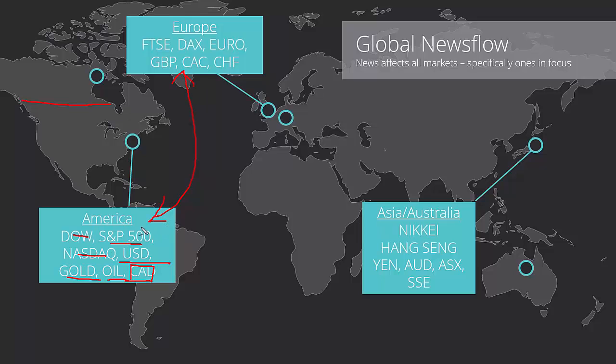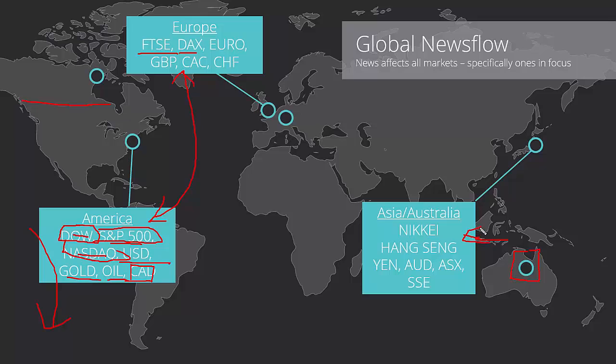So if we have very poor economic data coming out in the US, it's unexpected. The Dow, the S&P, the Nasdaq are going to take hits to the downside, and that will knock on to the DAX and the FTSE. So it's understanding the relationship between those. And similarly in Asia, we've got Asia and Australia, we've got the Nikkei, Hang Seng, which is Hong Kong, the yen, the currency in Japan, the Australian dollar, the Australian index, and the SSE. Again, information coming out from these countries is going to directly affect those.